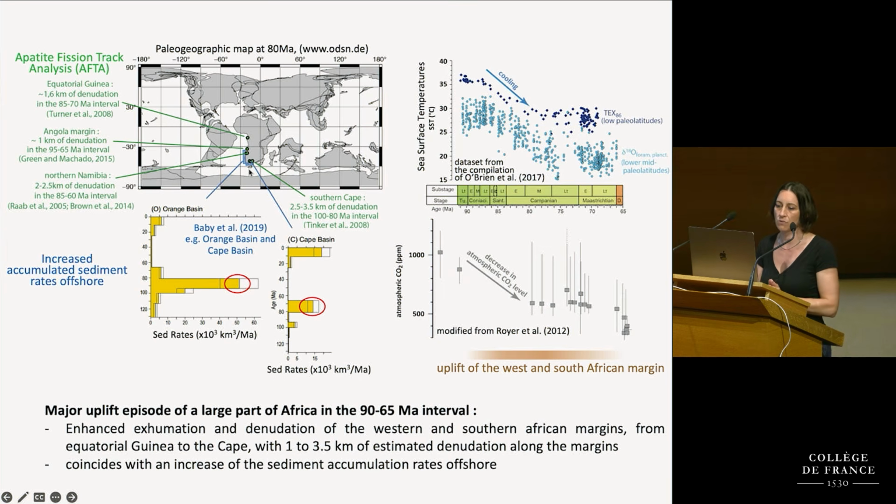with different denudation rates that have been estimated from these different studies based on apatite fission track analysis, and that are up to 3 kilometers of denudation, with the most important part in the southern part of Africa and with more mild uplift in the northern part of Africa. And this is also supported by an increase in sedimentation rate during this period in the adjacent oceanic basins.